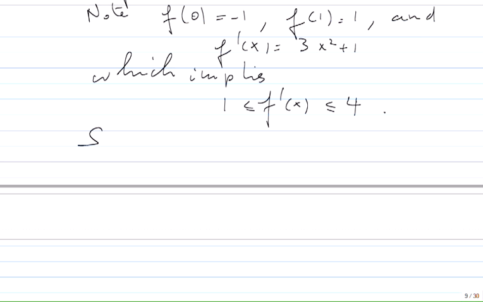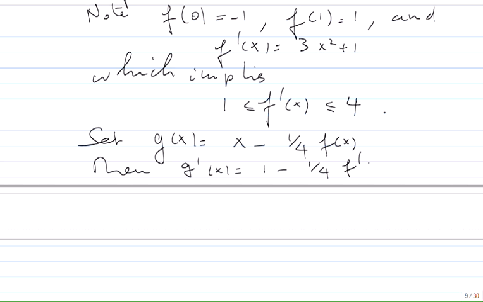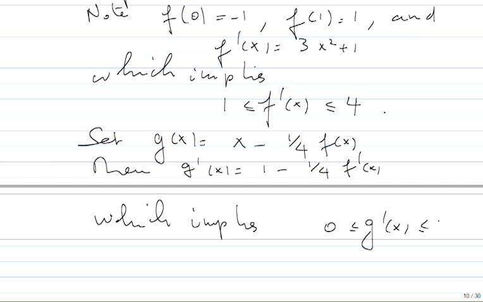Now, set g of x to be equal to x minus 1/4 f of x. Then g prime of x is equal to 1 minus 1/4 f prime of x, which implies g prime of x is between 0 and 1 minus 1/4, which equals 3/4. Great. Now, g is going to be increasing, and g of 0 is equal to minus f of 0 over 4, because f of 0 is minus 1, so it's going to be 1/4. And g of 1 is equal to 1 minus 1/4, which is 3/4.